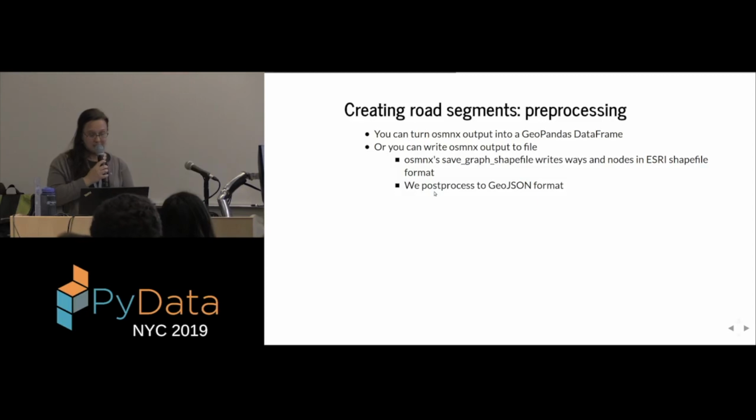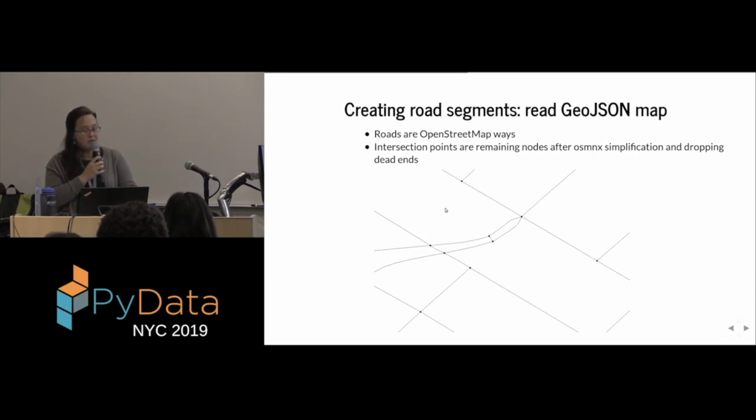So first we need to do a little pre-processing. We saw earlier that you can turn OSMnx output into a GeoPandas data frame. You can also write the OSMnx output to file. You can use the function save_graph_shapefile, and that outputs it. I don't show this here, but in a hidden slide from the Jupyter Notebook, you can see me doing that. And then we post-process to GeoJSON format, because that's how Insight Lane internally handles our maps. Once we post-process this, we can read the GeoJSON map in, and then roads are OpenStreetMap ways, and intersection points are the remaining nodes after we do the OSMnx simplification and after we drop dead ends.